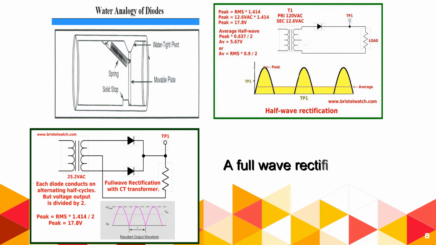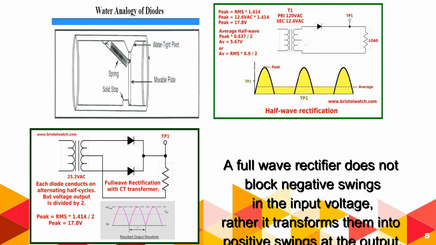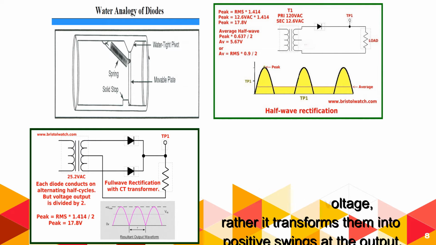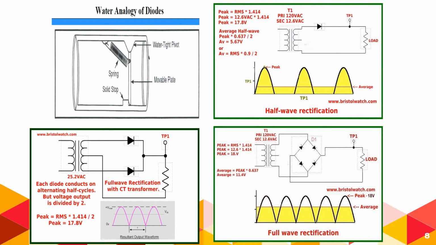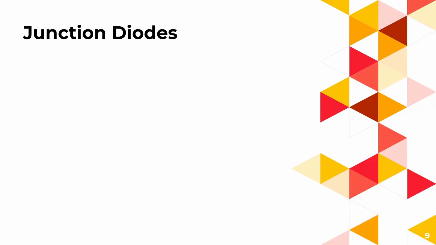A full-wave rectifier does not block negative swings in the input voltage. Rather, it transforms them into positive swings at the output. To gain an understanding of device operation, follow current flow through pairs of diodes in the bridge circuit. It is easily seen that one pair, D1 and D3, allows current flow through the positive half cycle of Vin, while the other pair, D2 and D4, allows current flow during the negative half cycle of Vin.